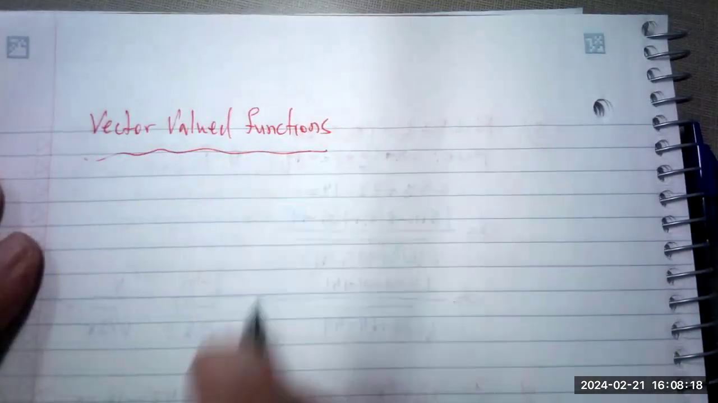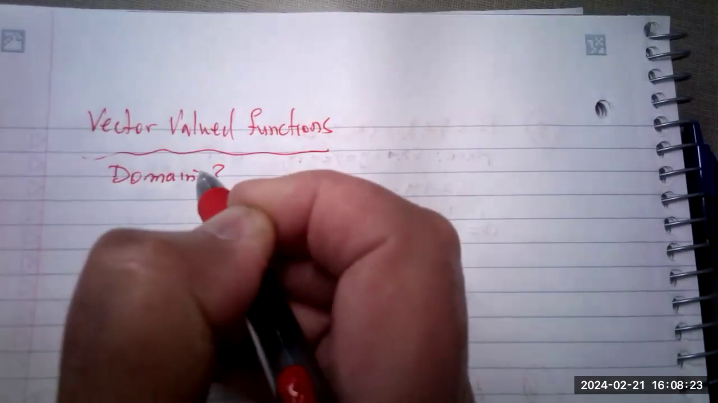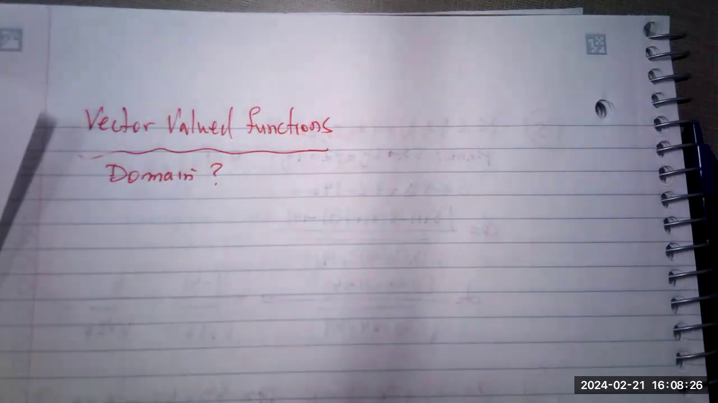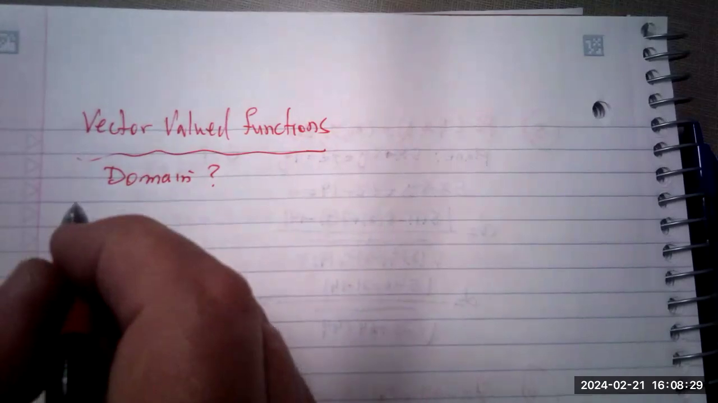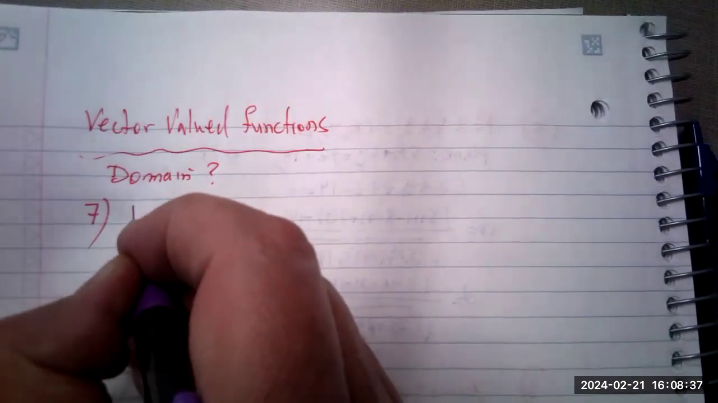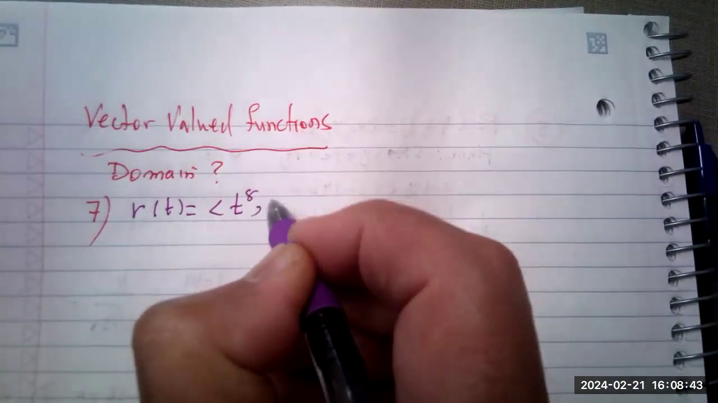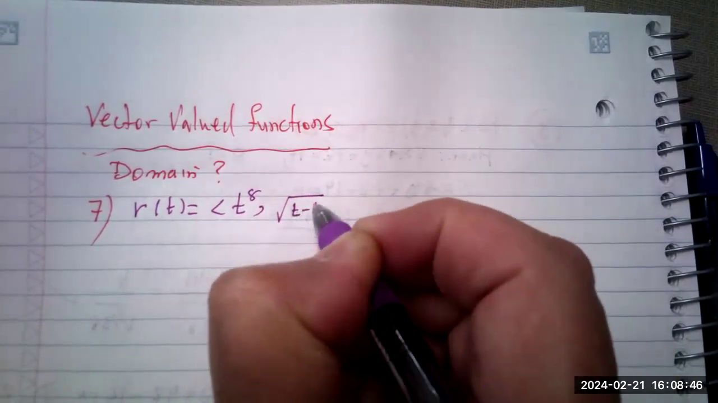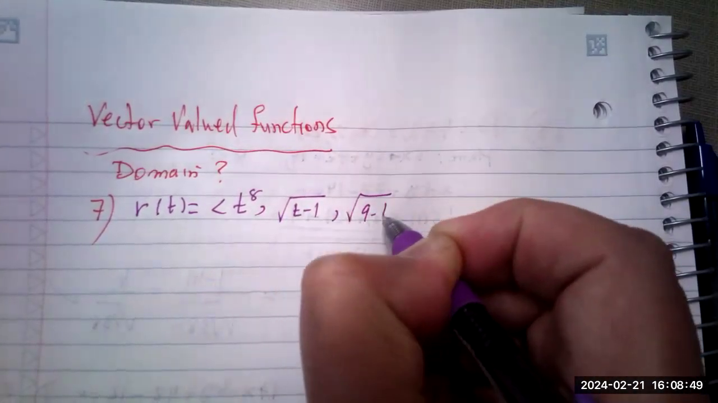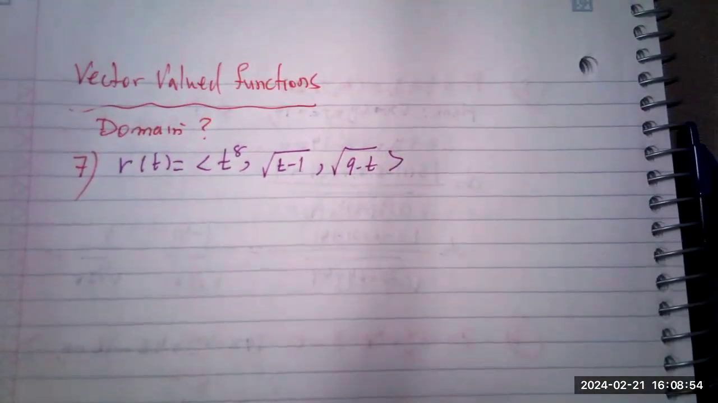This is what you have to know. First one, domain. A domain, and that is number 7. You know that's going to be, you have to work on the components. So in number 7, the function is R of t equal to t to the 8, the radical t minus 1, and the last component is 9 minus t. We get real valued functions, the components, you find the domain of each, then you're going to get the common ground, okay?